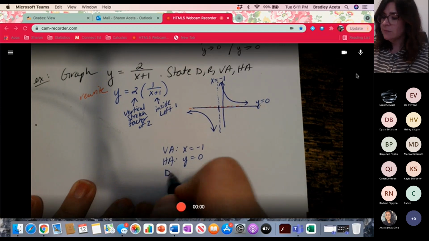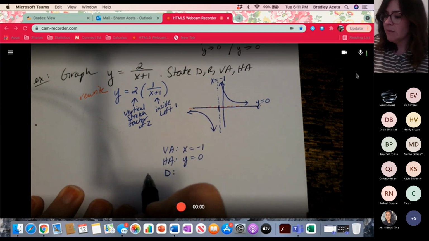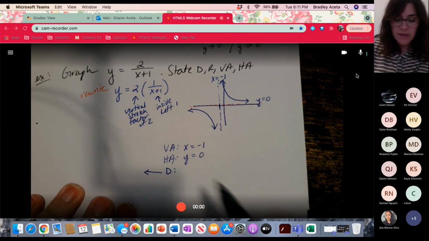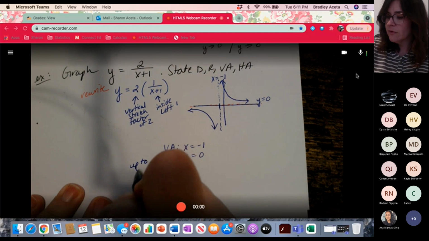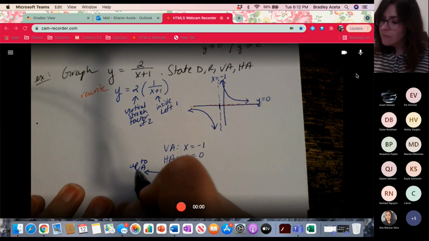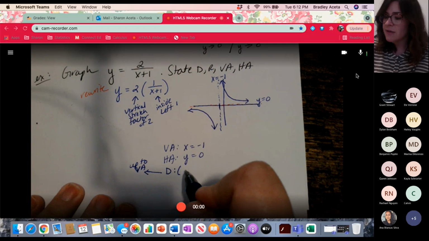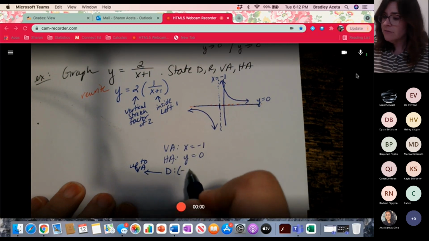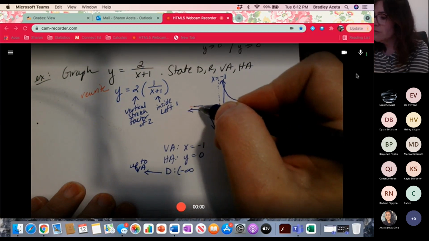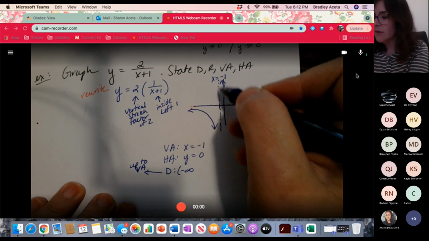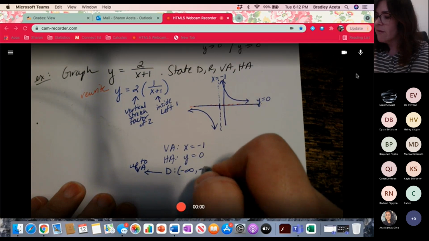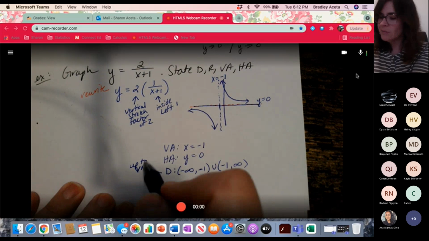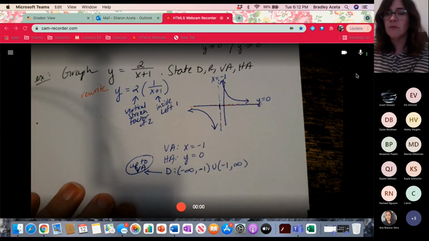My domain, I'm going to put a little note right here for you. This will help you. Your domain is up to the vertical asymptote. Meaning, you'd ask, how wide is this thing? It's from -infinity up until this vertical asymptote right here at -1, united with -1 to positive infinity. So up to the vertical asymptote is always going to be your domain.